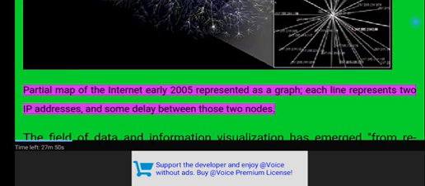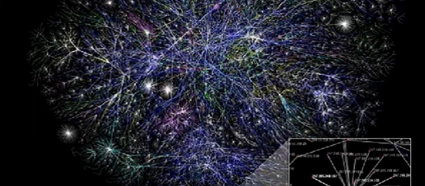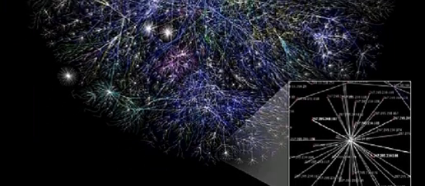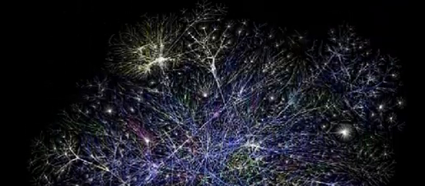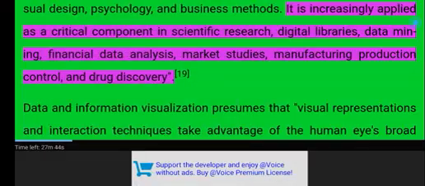Partial map of the Internet early 2005 represented as a graph. Each line represents 2 IP addresses, and some delay between those 2 nodes. The field of data and information visualization has emerged from research in human-computer interaction, computer science, graphics, visual design, psychology, and business methods. It is increasingly applied as a critical component in scientific research, digital libraries, data mining, financial data analysis, market studies, manufacturing production control, and drug discovery.